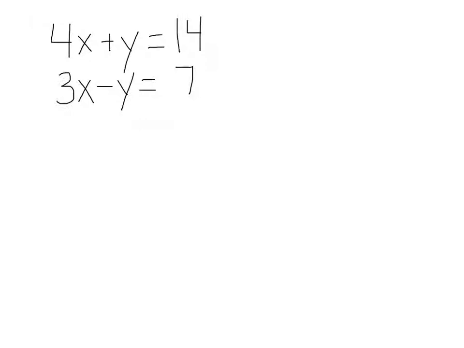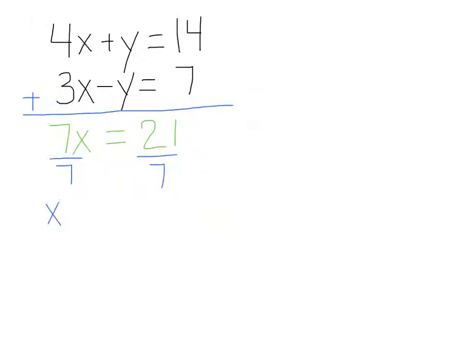So if I add these two equations together, if I add 4x plus 3x, we end up with 7x. And y minus y is 0, so the y's will cancel, and we're then left with 14 plus 7, which is 21. So we now can solve for x by dividing both sides of our equation by 7, and we end up with x equals 3.